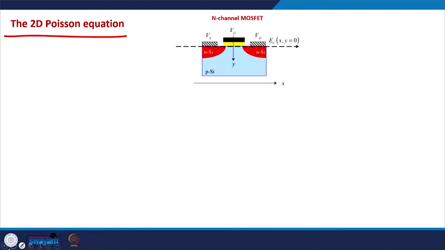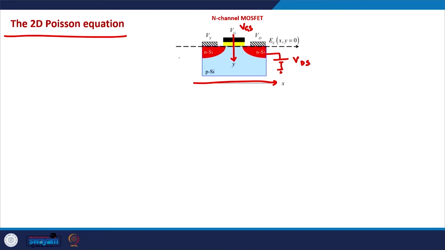We will try to see how the 2D Poisson equation looks in the MOSFET. So, this is the general picture of our MOSFET. The channel direction is the x direction, and the normal to the channel, which is from the gate to the body, is the y direction. In this direction, the VGS voltage is applied. In the x direction, we generally apply a VDS voltage.